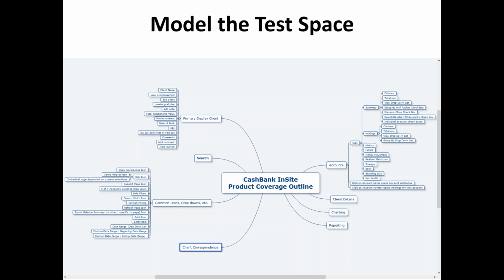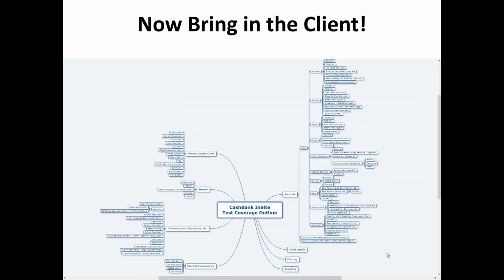For example, common icons and drop-downs are things that are going to be common to a lot of different pages, so we identify those as things to be covered in various places. And now, having created a coverage outline for the product, we bring in the client and we talk about it. We talk about what's going to get tested and what's not.